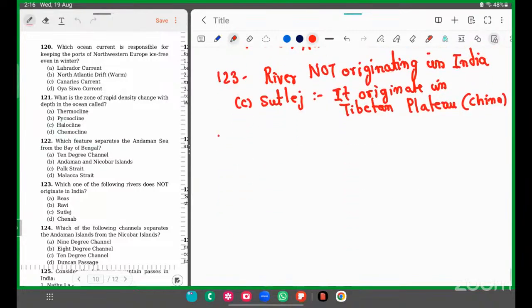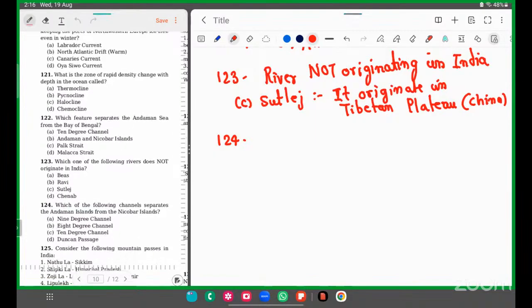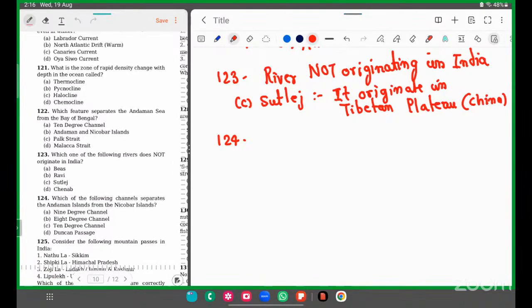Coming to question number 124. Which of the following channels separate Andaman Island from Nicobar Island? The correct answer is the 10-degree channel, the channel which is present at 10 degrees.